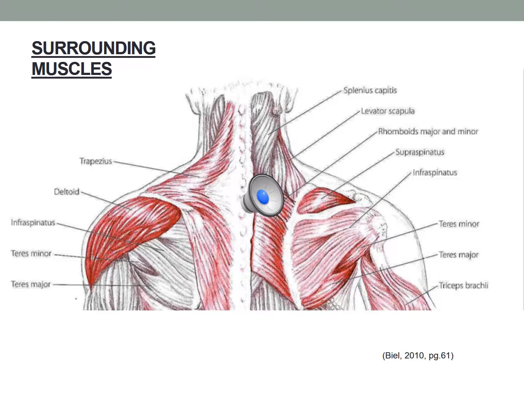This image shows some surrounding muscles of the scapula. The trapezius muscle and deltoid muscle are of particular interest as the spine of the scapula serves as an insertion point for the middle and lower fibres of the trapezius and as an origin attachment point for the posterior deltoid muscle. Additionally, rhomboids major and minor and the levator scapula also surround the spine of the scapula.